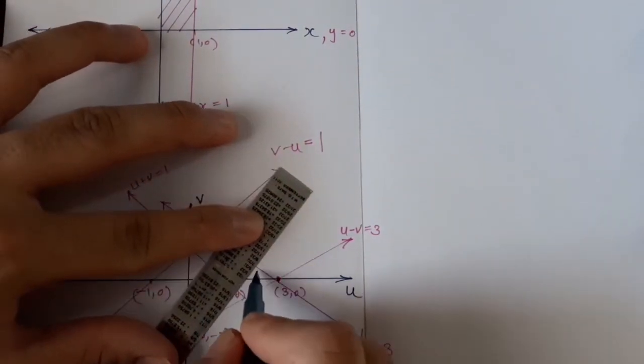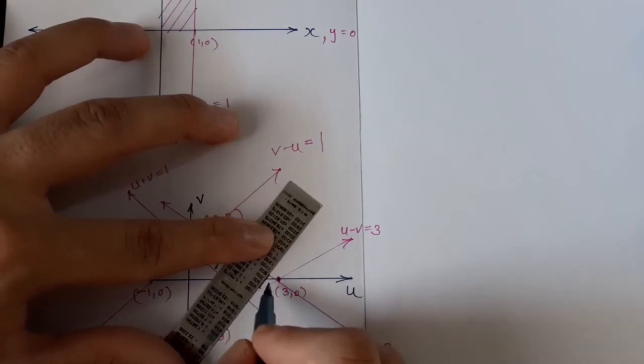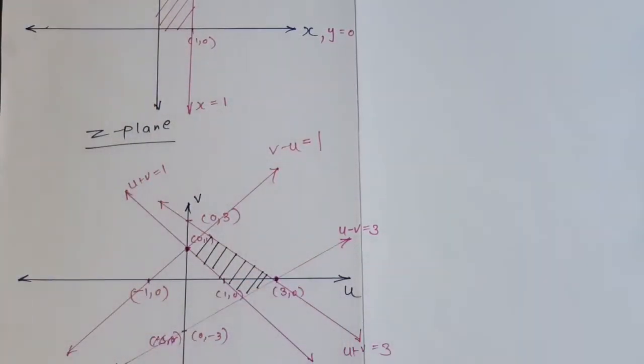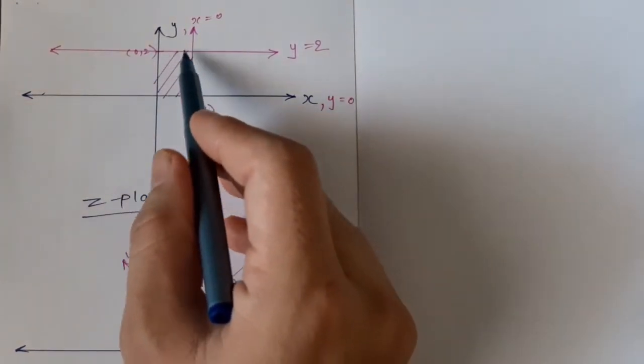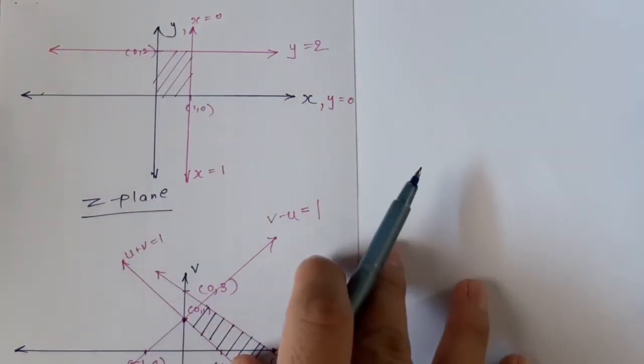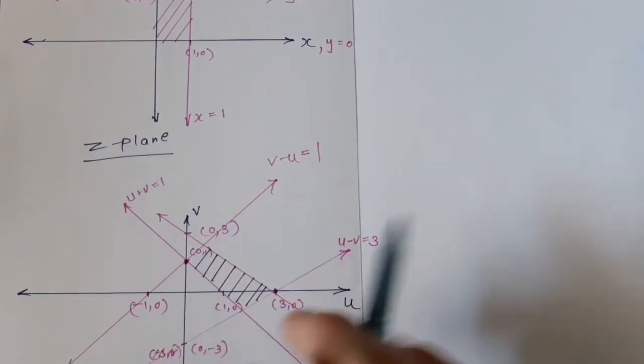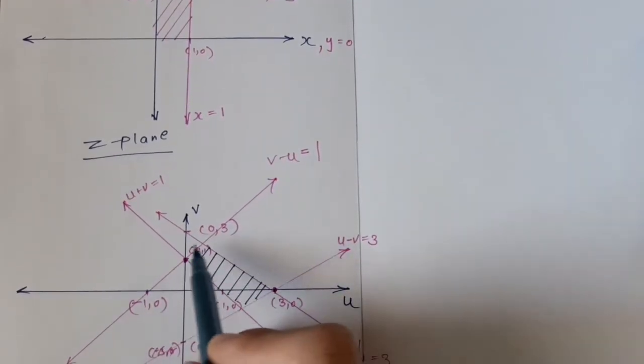So this is the common portion of all these lines. Now notice, here in the z plane we had this region, and by using the linear transformation we obtained this region in the w plane.